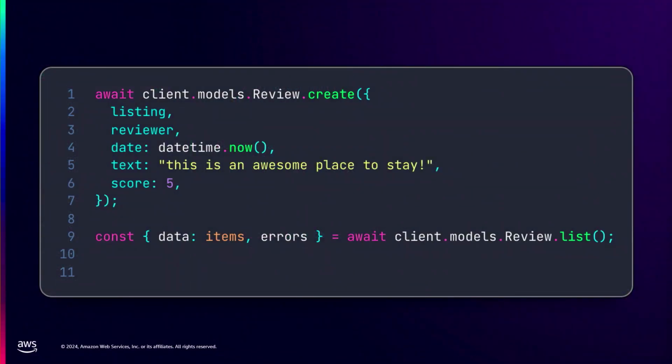This is what it would look like on the client side to interact with that data model in my front end. So in order to create a new review, I would provide the listing, the reviewer, the date, the text, and then the score, which were the fields that I defined in that last demo. And if I wanted to list out the different reviews in my database, I could just do client.models.review.list.